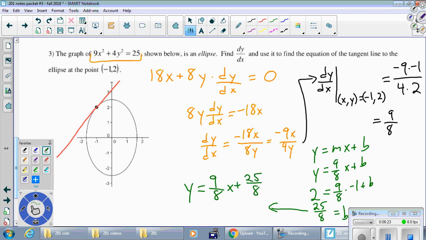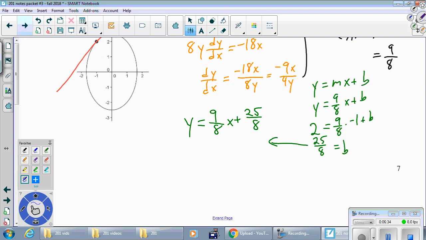25/8 is a hair over 3. It's 3.125, which makes sense looking at the picture. The y-intercept, sure, a hair over 3. Okay, so that one's good. Next page.